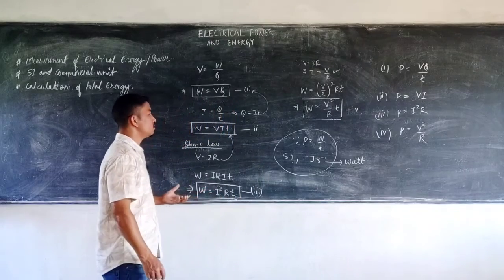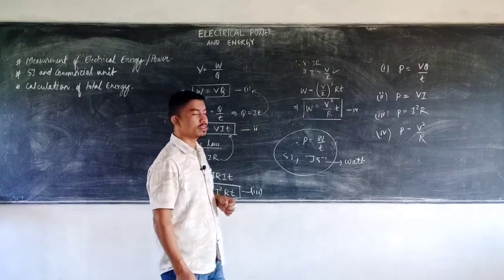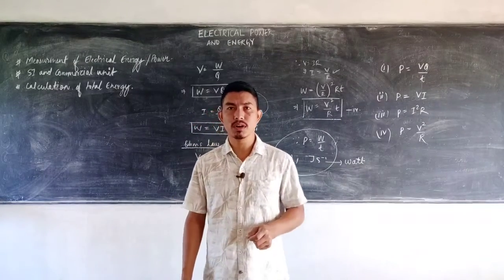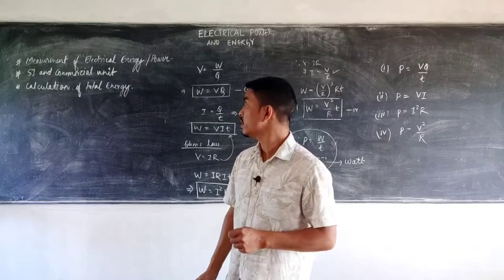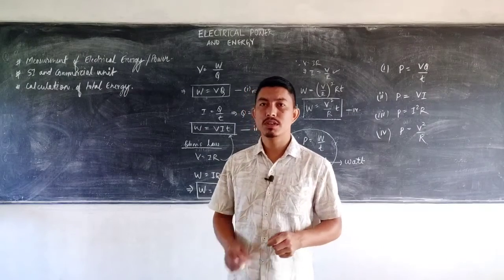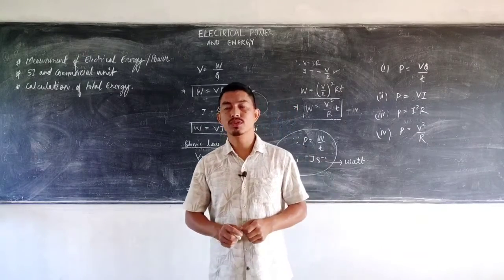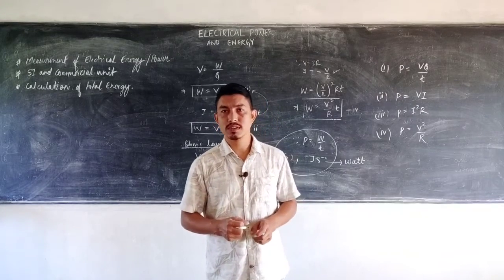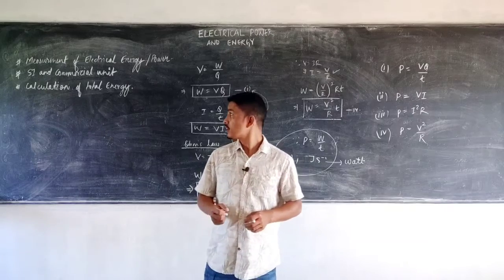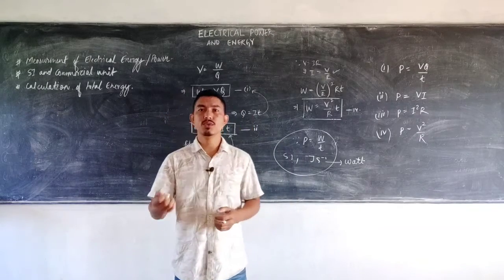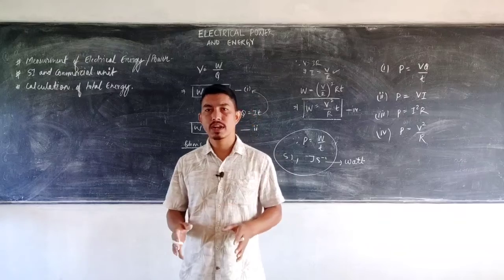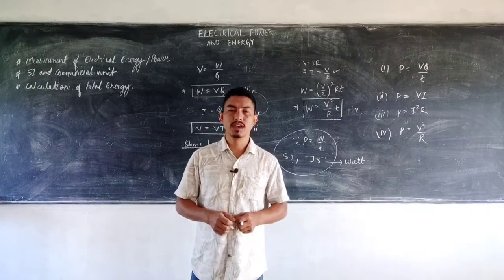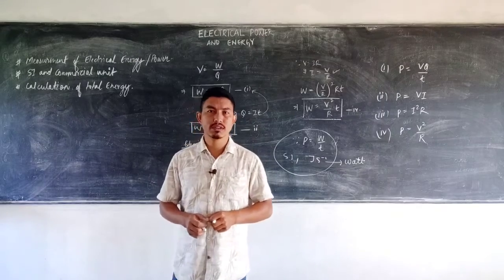Now the SI unit of electrical energy is simply joule, because energy is also capable of doing work. But this joule cannot be used to measure the energy that we consume in our houses. So the unit that is used to measure the amount of electrical energy consumed by people or humans is known as the commercial unit of electrical energy.